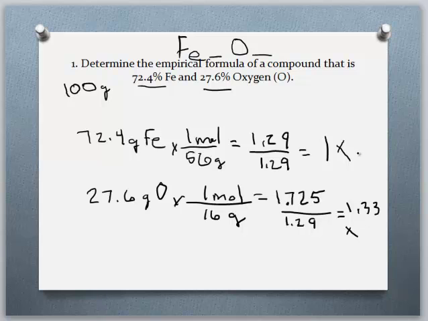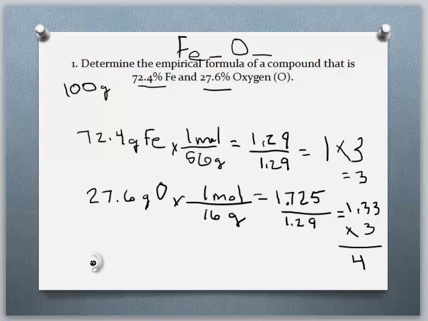What you want to do is start with 2, see if that works. If that doesn't, move to 3, then 4, etc. So if we were to multiply these both by 2, we would get 2 there, and then 2.66 there. Well, 2.66 is not a whole number, so if we multiply by 3, we would get 3, and we would get 3.99, which we can round to 4.